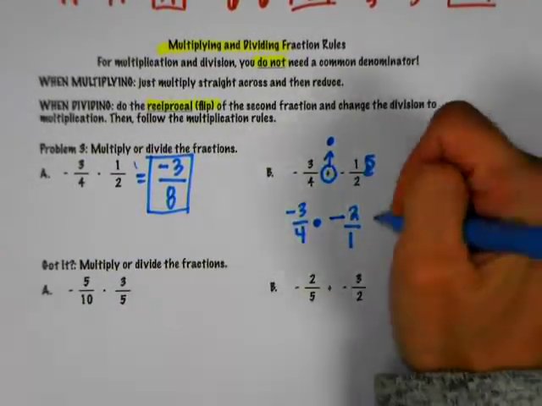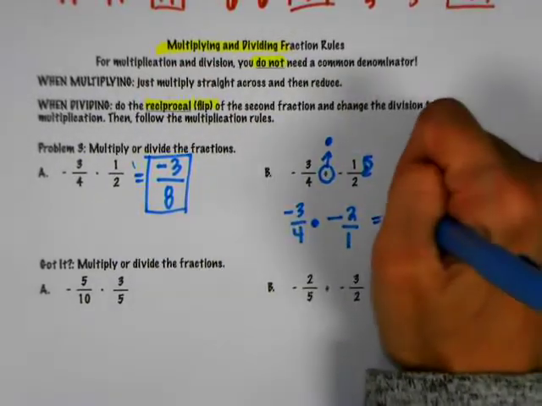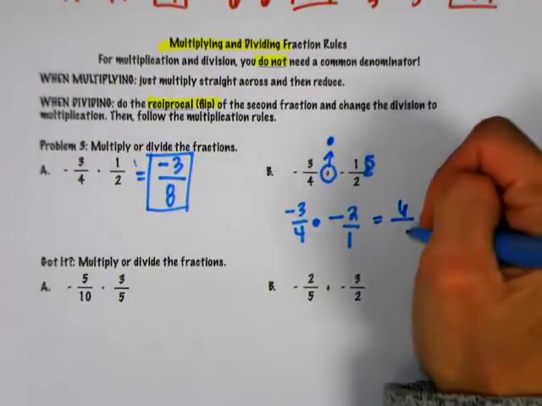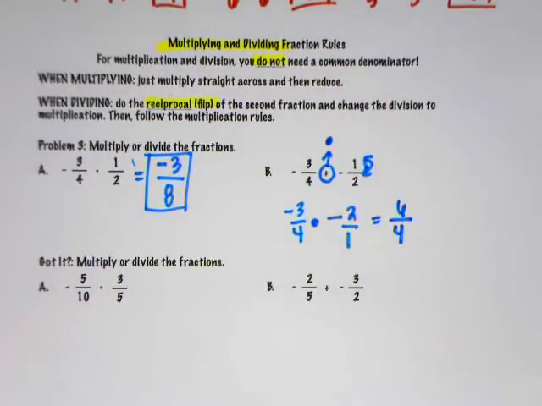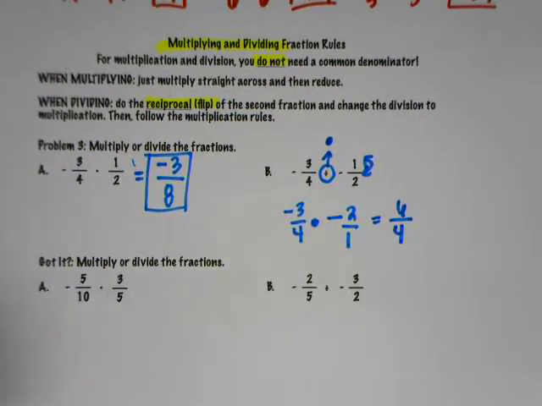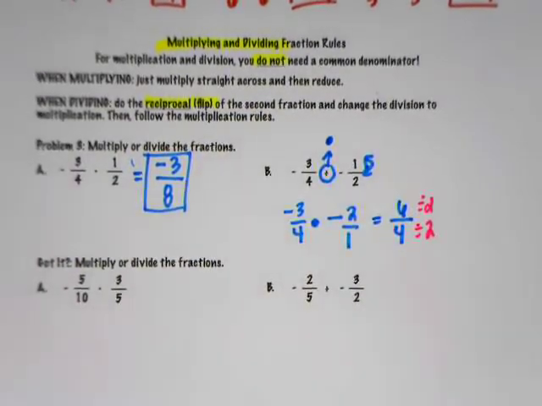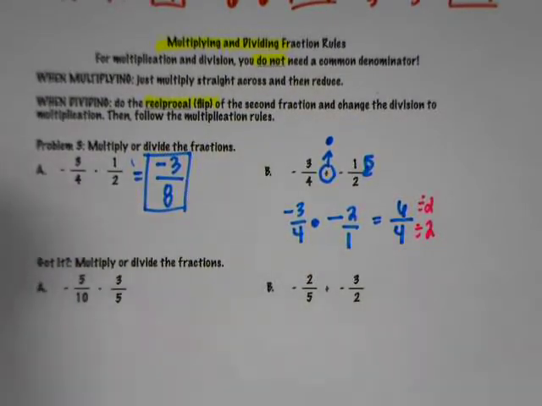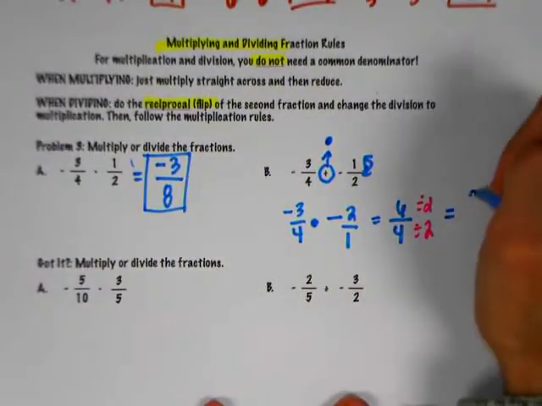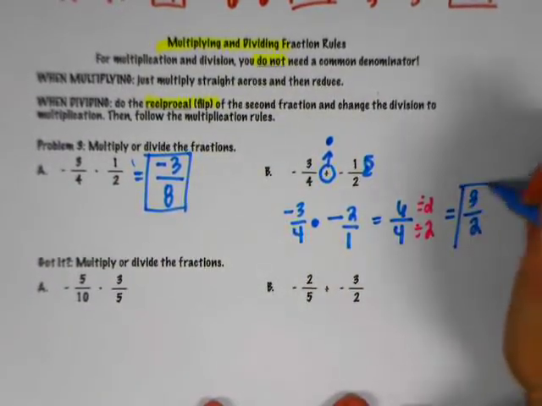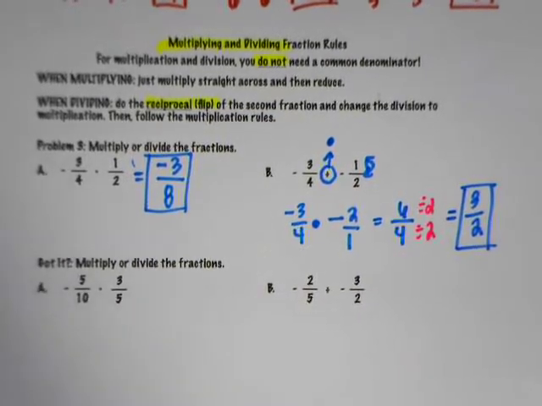All right, so let's go straight across. -3 times -2, positive 6. 4 times 1, 4. Are those both divisible by the same number? Yes, what are they both divisible by? 2. Yeah. So let's divide. You get 3/2, and that's reduced enough. We do not want mixed numbers. Keep it like that. Good? Okay, go ahead and work on those last two.